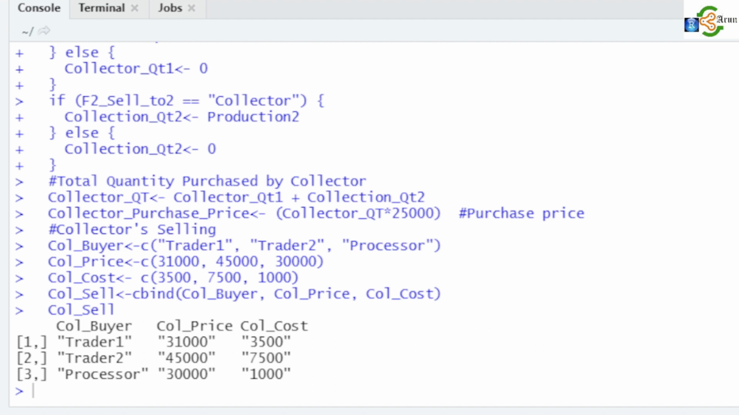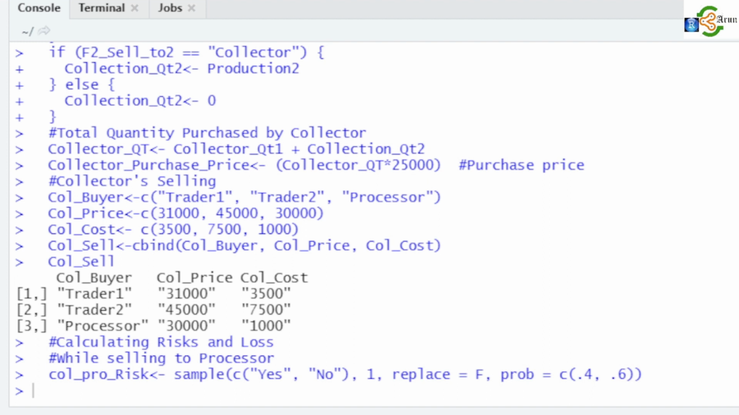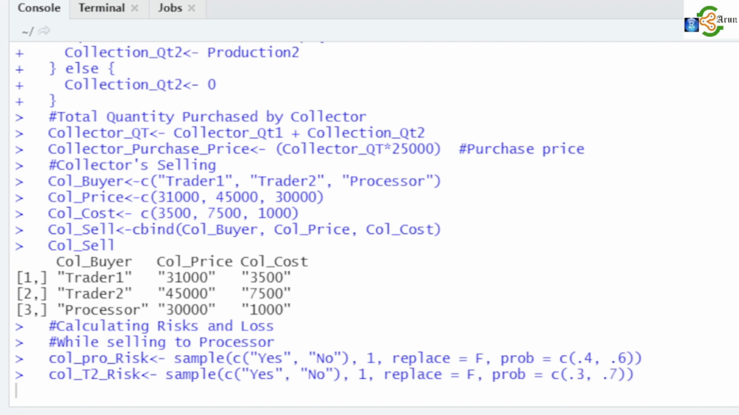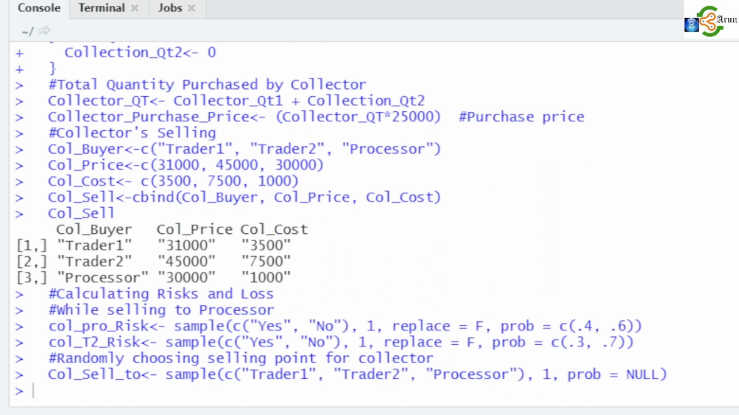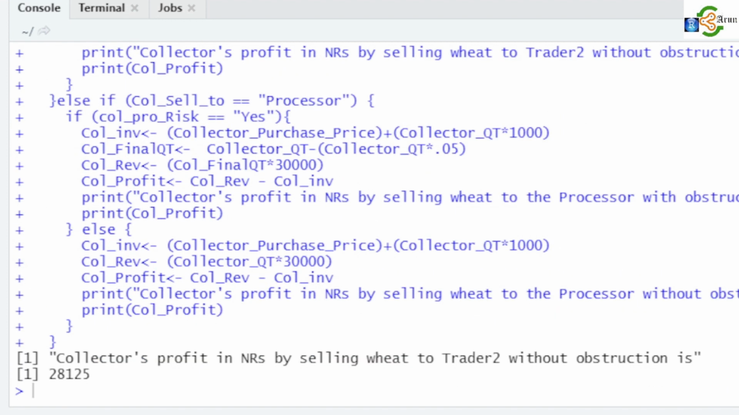Let's calculate the risks if a collector opts to sell to trader 2. We have already discussed that there is a probability of encountering the obstacle. We don't know, it's a purely random phenomenon. So let's calculate the profit for the collectors. From this business, the collectors got a profit of 28,125 rupees from the given amount of produce.